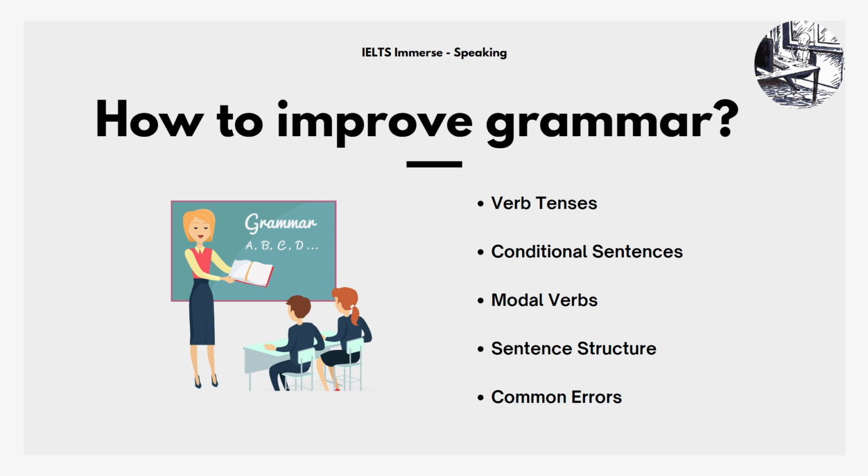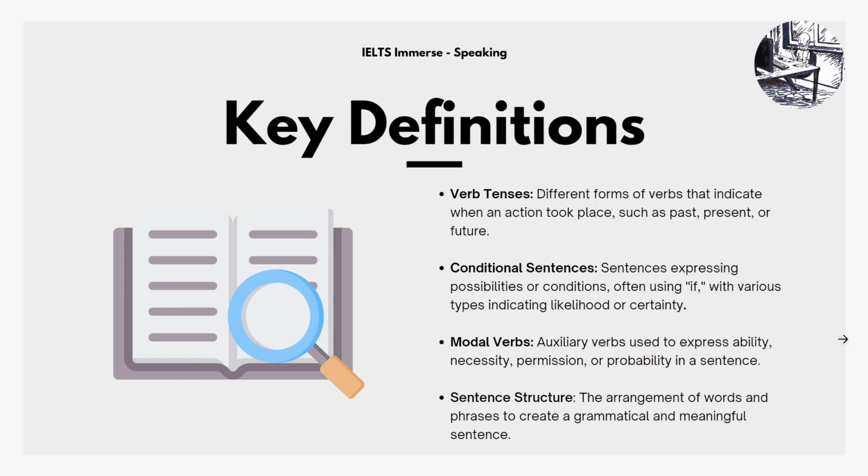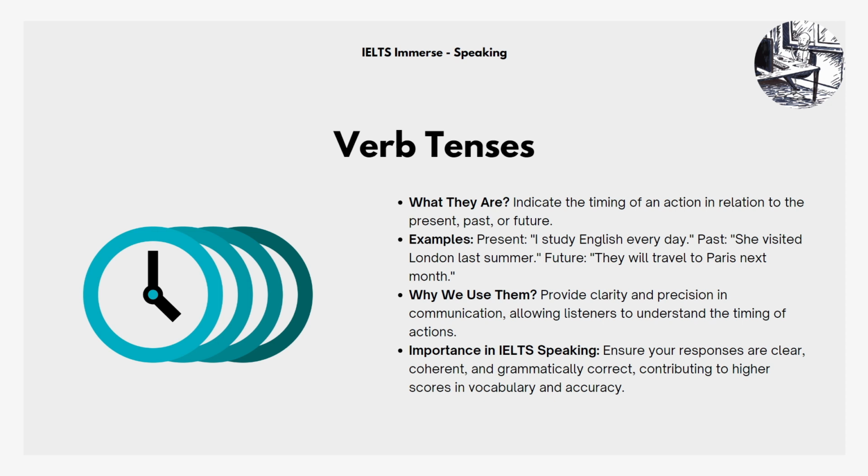So many students ask me how to improve grammar. Well, I'm going to break grammar into 5 chunks today: verb tenses, conditional sentences, modal verbs, sentence structure, and common errors. On your screen now are the key definitions. Take notes if you're not sure of what they mean, but I will explain them one by one as we go throughout this lesson. Let's begin with verb tenses.